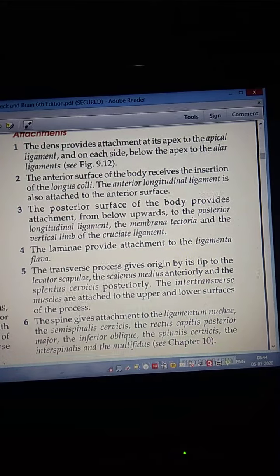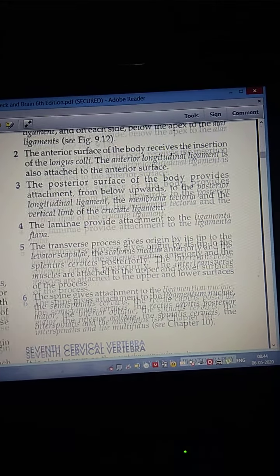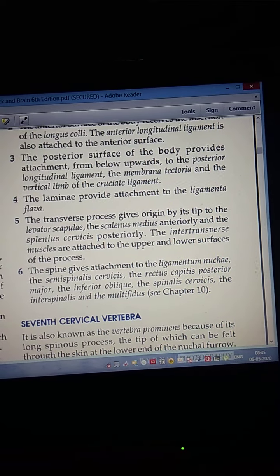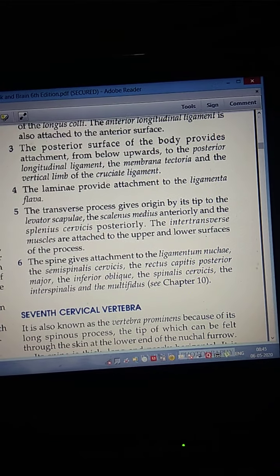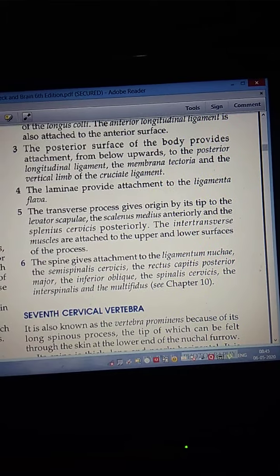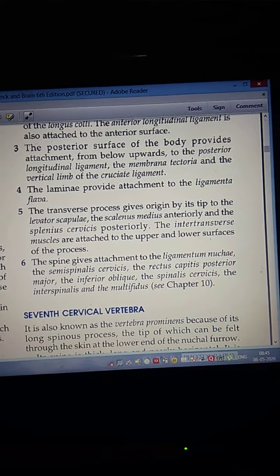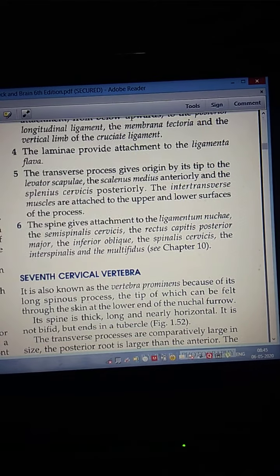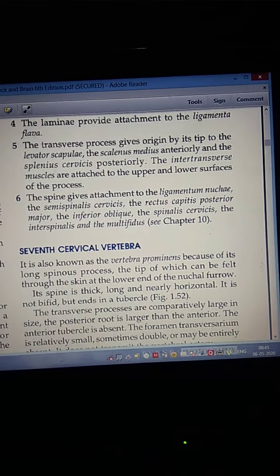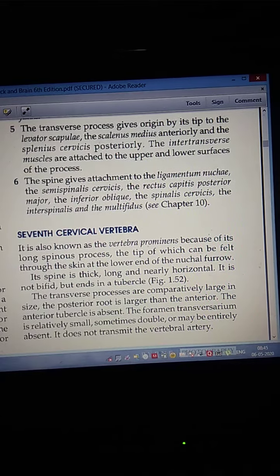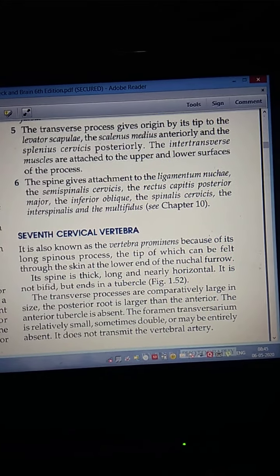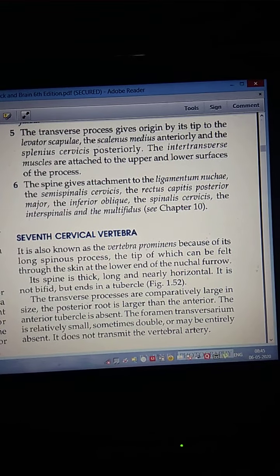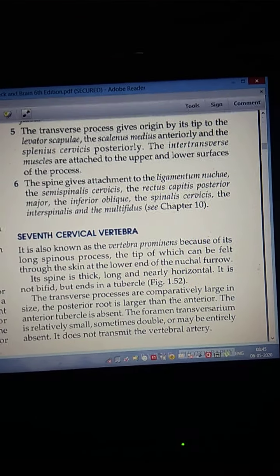The anterior surface of the body receives the insertion of the longus colli and anterior longitudinal ligaments. The posterior surface of the body provides attachment from below upwards to the posterior longitudinal ligament and membrane. The ligamentum flavum. The transverse process gives attachment by the tip to the levator scapulae, scalenus medius, splenius cervicis and intertransverse muscles.